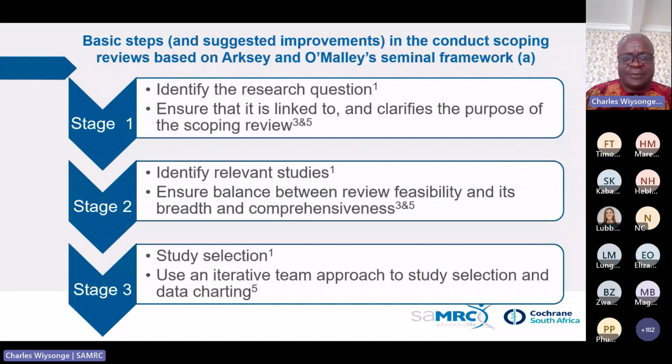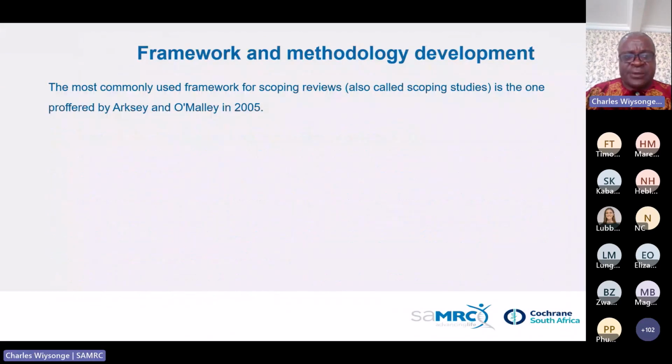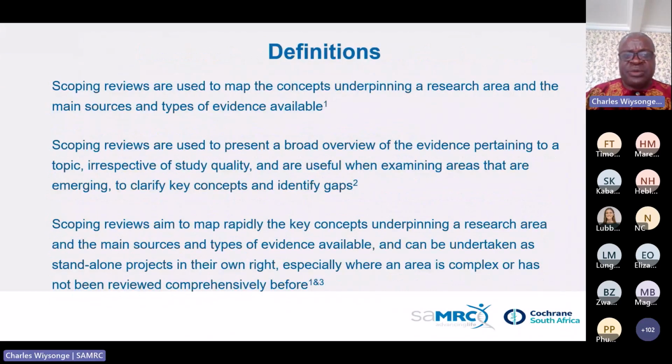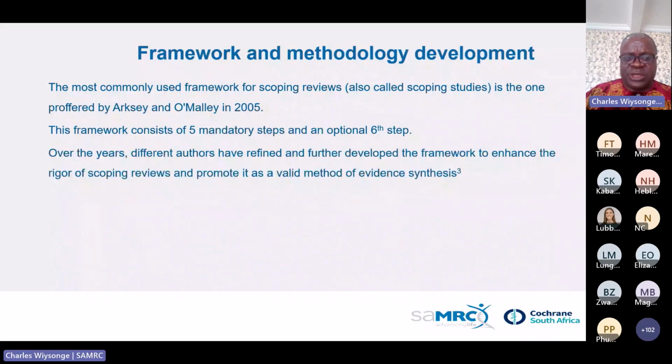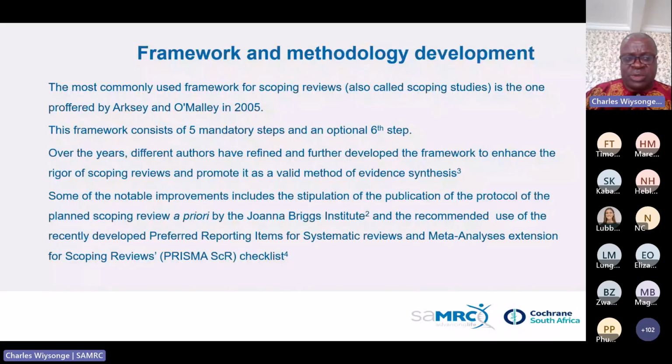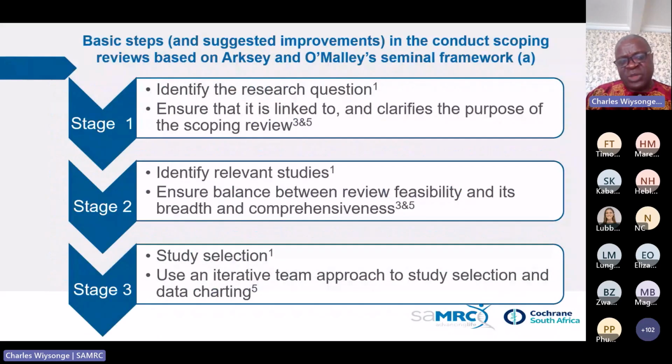Let me just go back again. Just to say that we said that scoping reviews are used to map the concepts underpinning a research area and the main sources and types of evidence available, and that the most commonly used framework is that proposed by Arksey and O'Malley, where they have 5 mandatory steps and a 6th optional step. And I've shown here what those steps are.